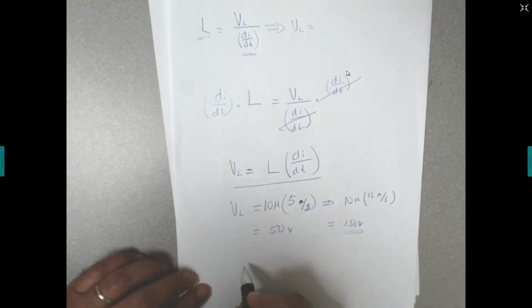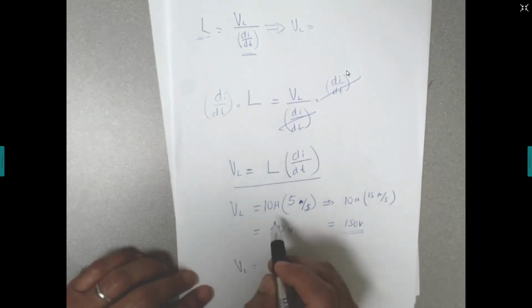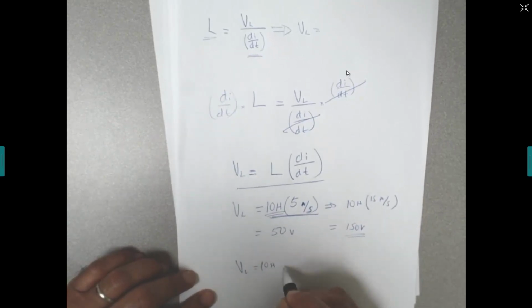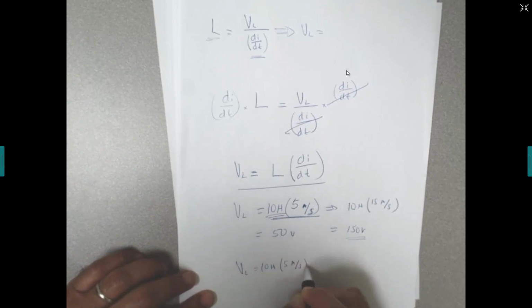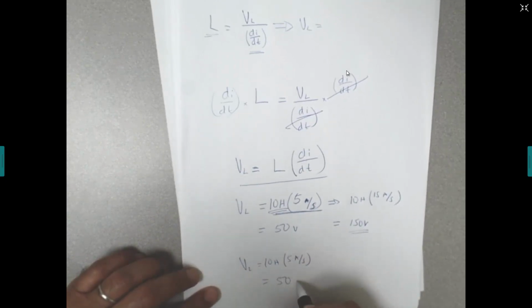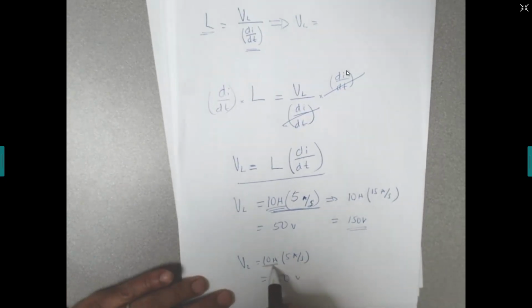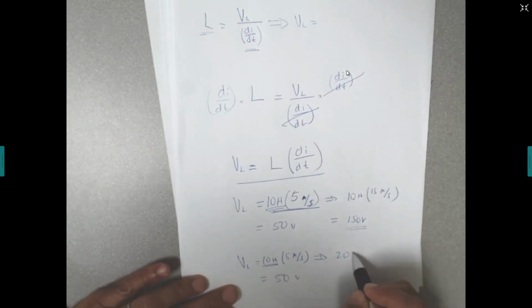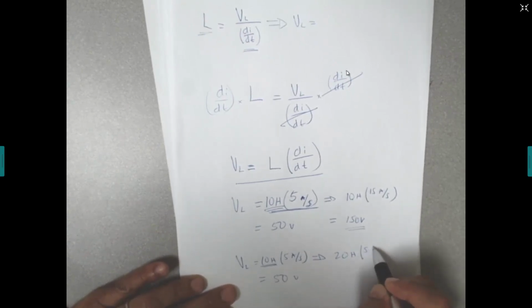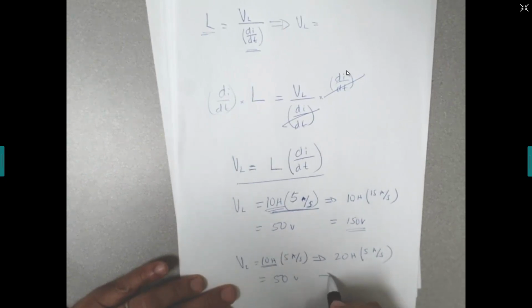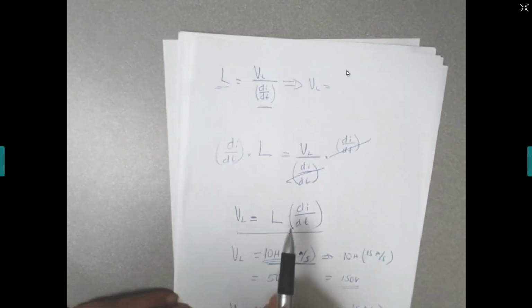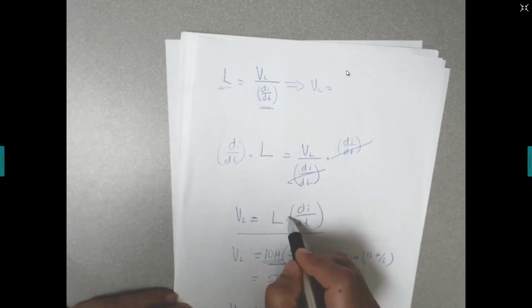The same thing will happen if, instead, we take this one right there: 10 henries multiplied by 5 amps per second. We know that this is 50 volts, right? What if the inductance changes and goes up? Let's say the inductance goes up to 20 henries times 5 amps per second. Now 20 times 5 will be 100 volts. See that? So based on this formula, this is a simple multiplication, right?